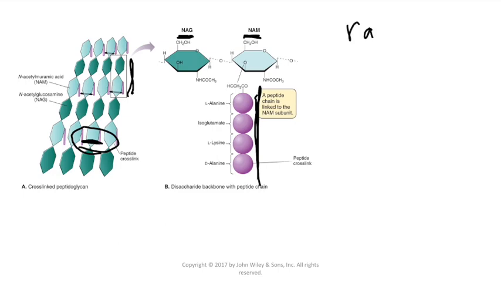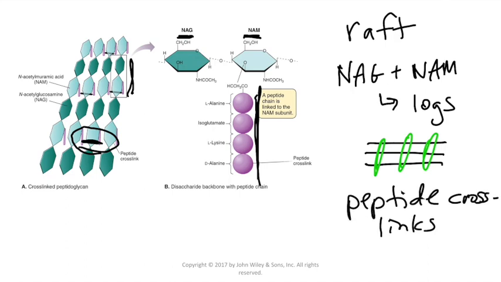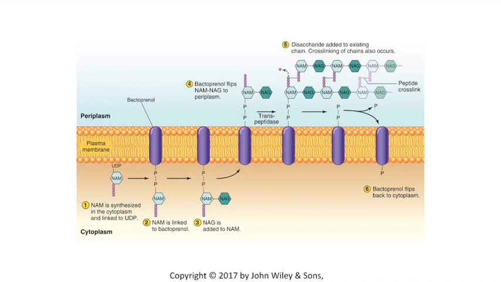So I think of this as a raft. If you were making a log raft, the NAG and NAM long chains would be like the logs of your raft. But if you just have logs together, with nothing to tie them, they're not going to stay afloat. They're going to go every which way. So you have to tie those logs together with some sort of rope. And that rope for peptidoglycan would be the peptide crosslinks. Those peptide crosslinks hold the NAG and NAM together so that the cell wall doesn't just fall apart.